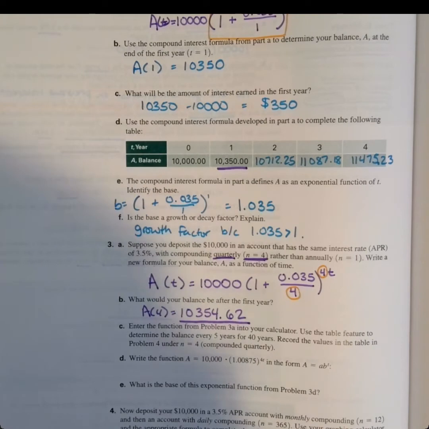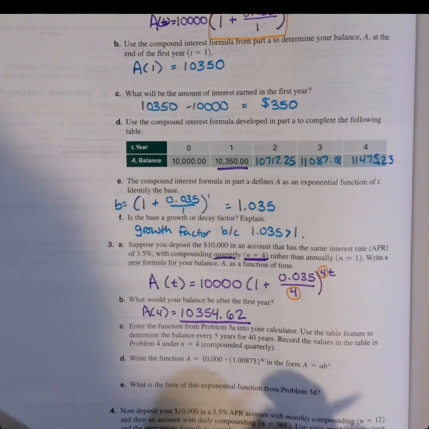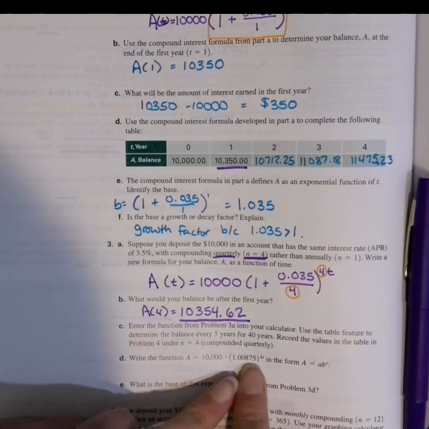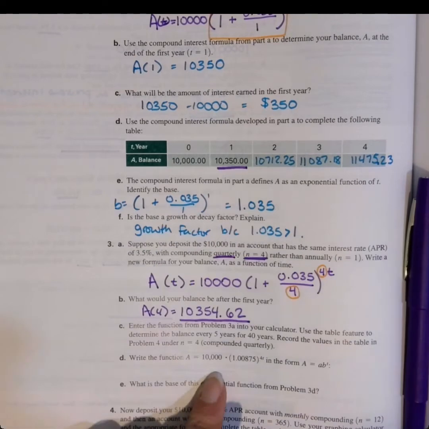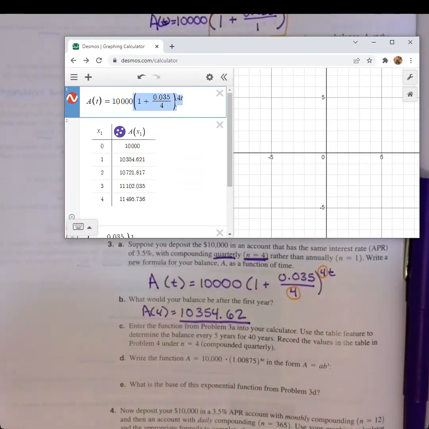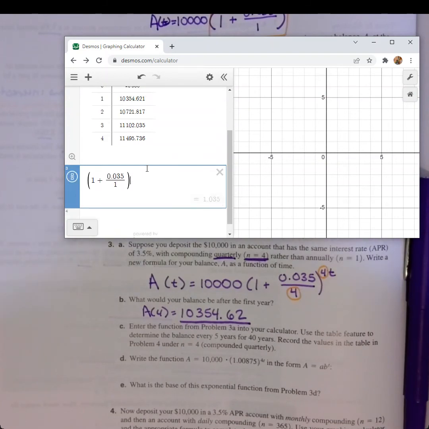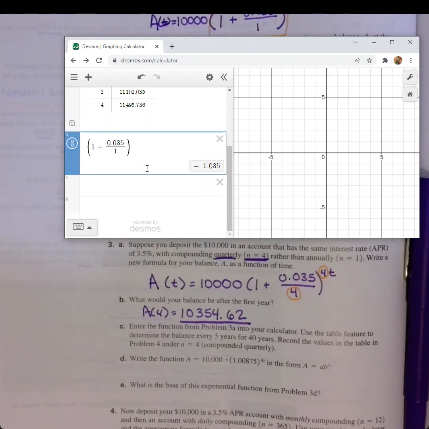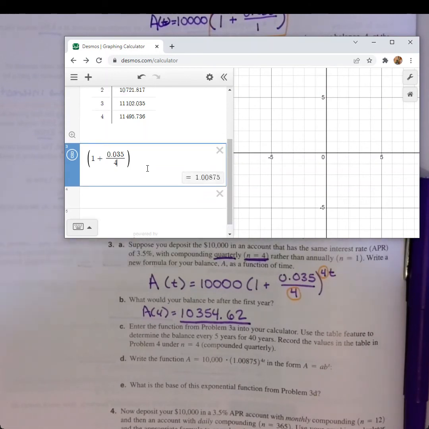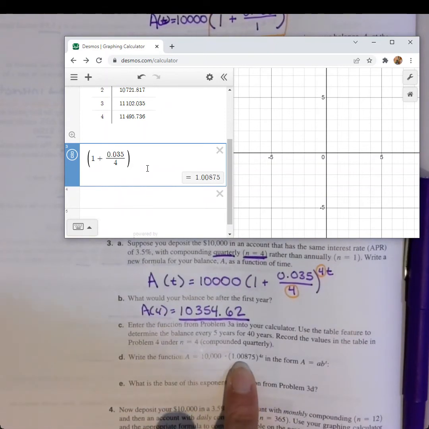Now, they want me to write this function in the form a equals b to the t. So I'm going to talk about this for a second. First of all, what is that? If I notice in this function right here, this is all just a number. So 1 plus 0.035 divided by 4, that's all just a number. So if I copy and paste that, or just stick the 4 in the bottom here since I already have it written, that is actually where this number has come from.